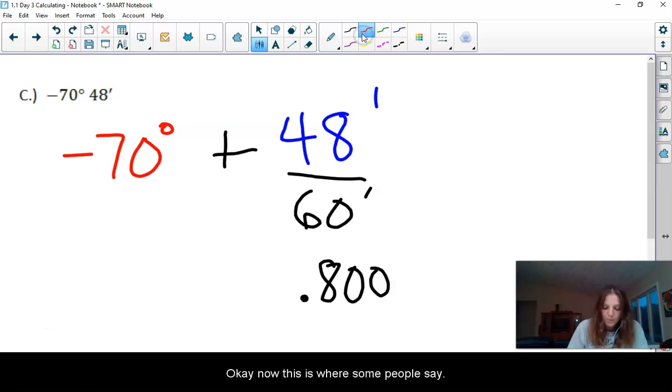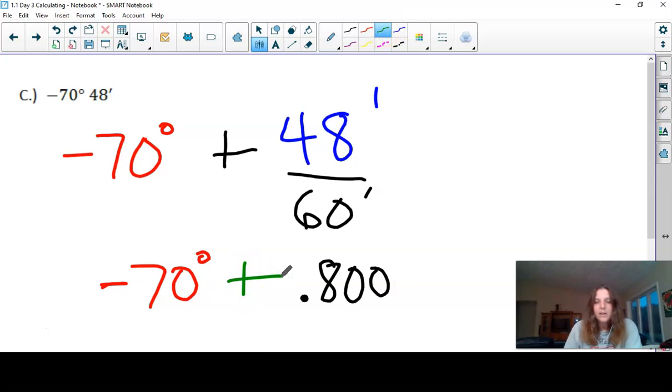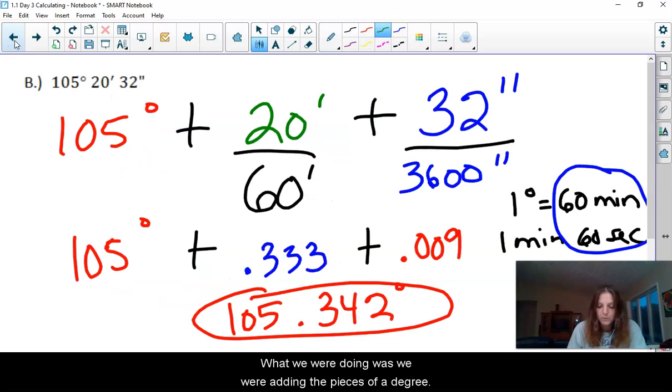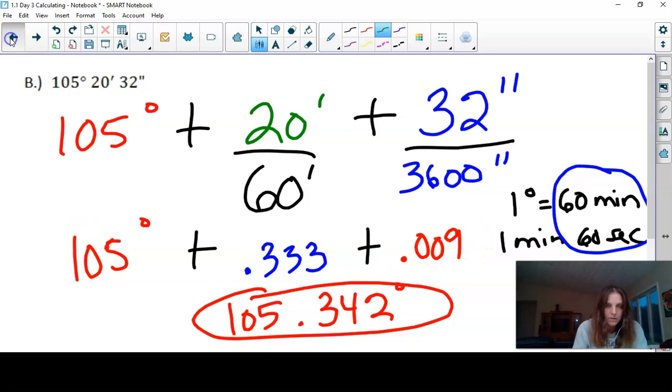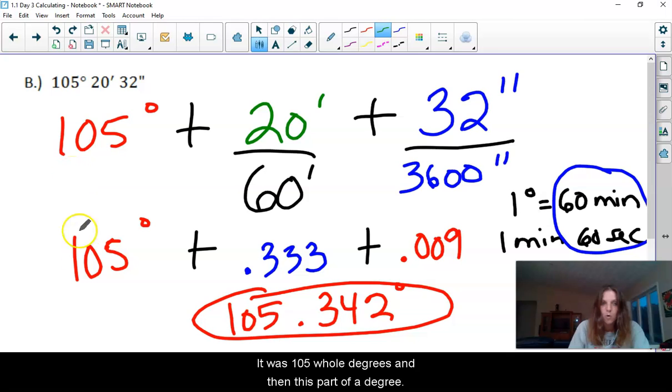Okay, now this is where some people say, no, you're doing this wrong. So I'll tell them what the answer is and they'll stop me and say, you're not doing this right. Even though this says -70 plus 0.800, it's not adding. If you look at our prior example, what we were doing was we were adding the pieces of a degree and putting the 105 on. We took the piece of the degree and we put the 34 on it. So it was 34 whole degrees and a part of a degree. It was 105 whole degrees and then this part of a degree.